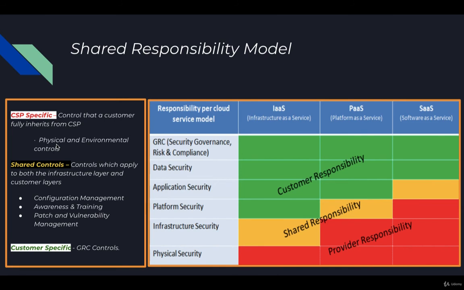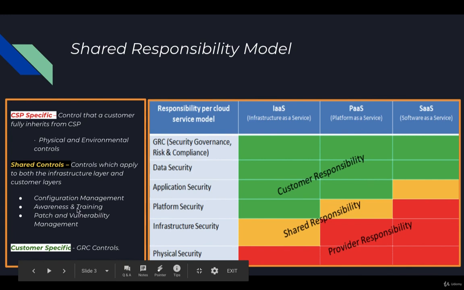responsibility, mainly of the CSP: whether CCTVs are installed or not, whether monitoring of the entrance at the data center is being done or not, and taking care of all environmental issues, what all risks there are to the data centers from the environment. All those issues are the responsibility of the CSP, because in the case of cloud, that is the layer the CSP provides us. And then the shared responsibility or shared controls are controls which apply to both the infrastructure and the customer layers, like configuration management.